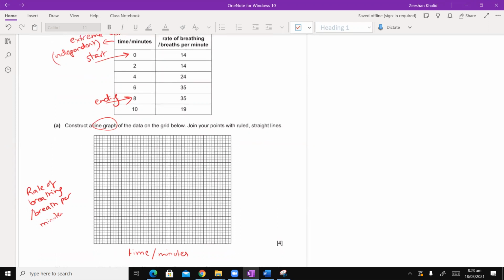Now that's the first marking point. So what I'm going to do is I'm going to write MP here, and I'm going to give myself 1 tick. That gives me 1 mark. The reason I'm doing this is because it is important you guys understand how the marking works.